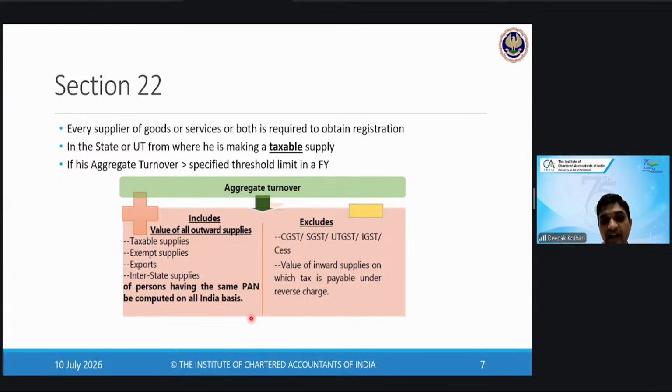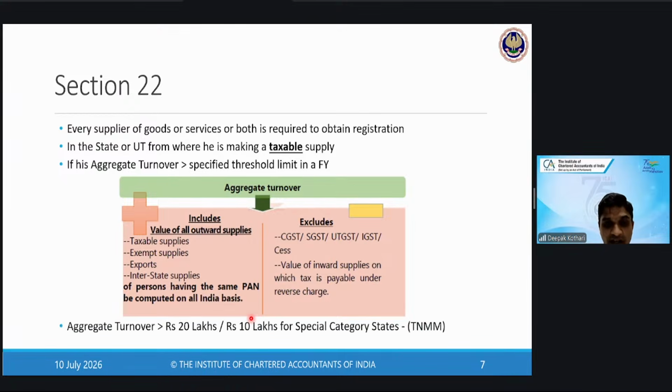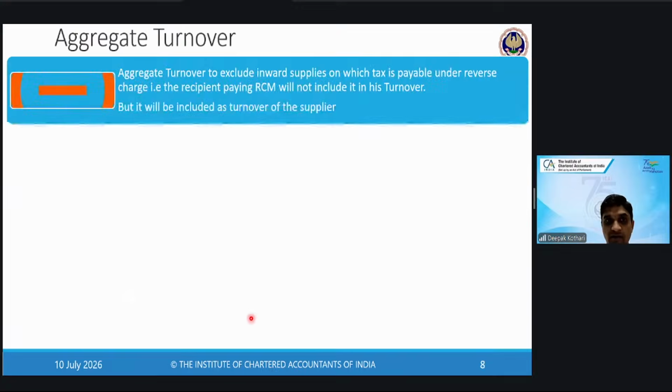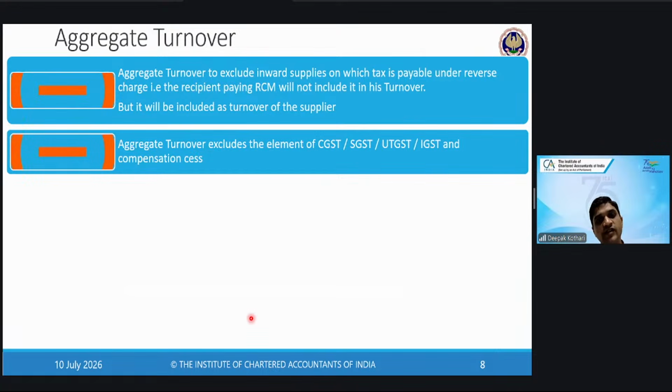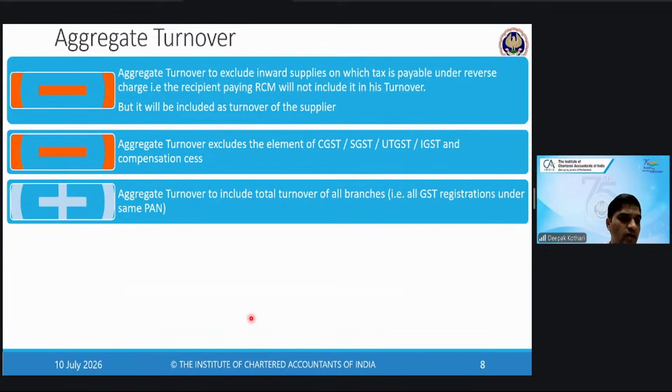Now, if this aggregate turnover crosses 20 lakh rupees, or 10 lakh rupees in special category states, then you will have to take your registration. So generally the limits are 20 lakhs and 10 lakhs, but now we have multiple scenarios. Now, before that, in aggregate turnover, what will we exclude? We will exclude inward supplies on which tax is payable under reverse charge. You will also exclude the elements of taxes, that is CGST, SGST, and so on. But what will you include?